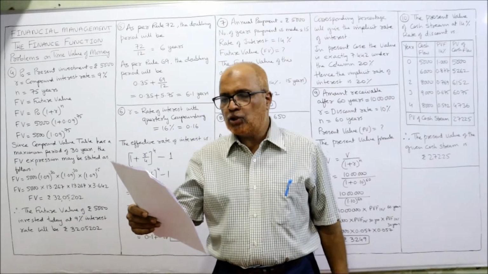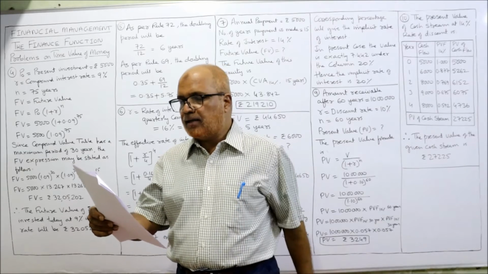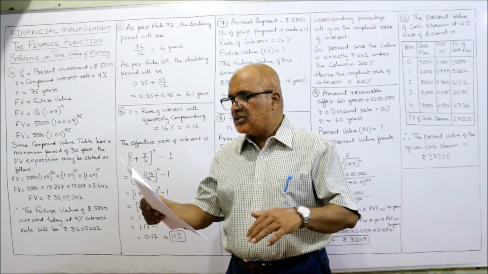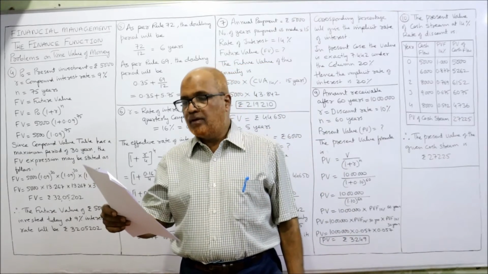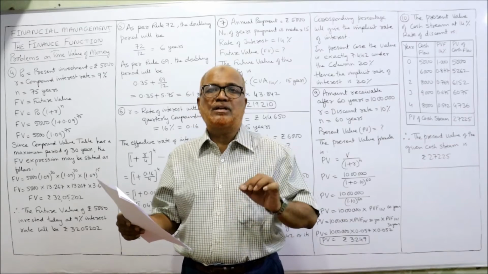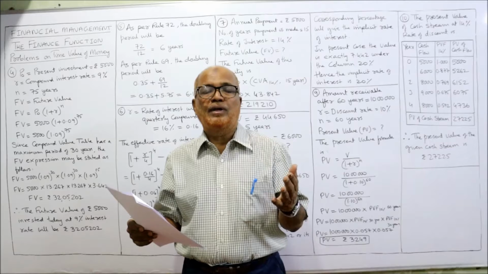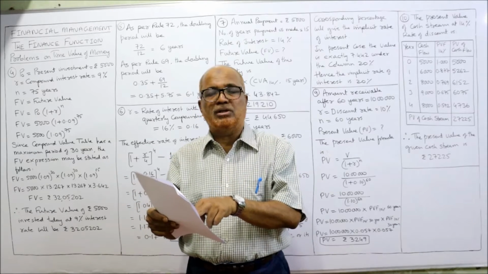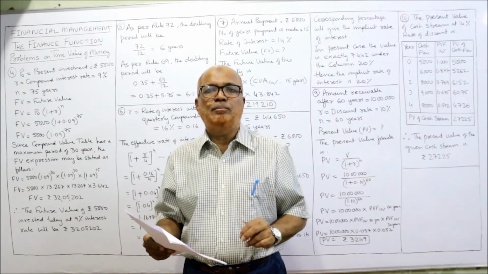Come on, see the 4th problem. If you invest 5,000 today at a compound interest of 9%, what will be its future value after 75 years? That means this problem is concerned with compounding. That means we have to find out the future value. After 75 years, how much would be the amount of 5,000 which is deposited today? And the rate of interest is 9%.